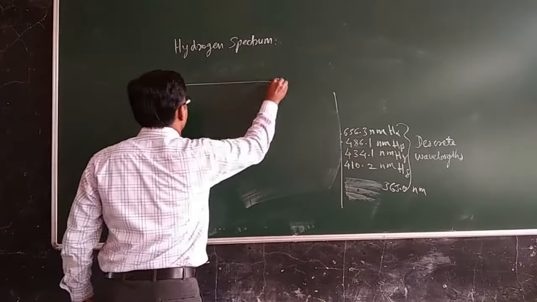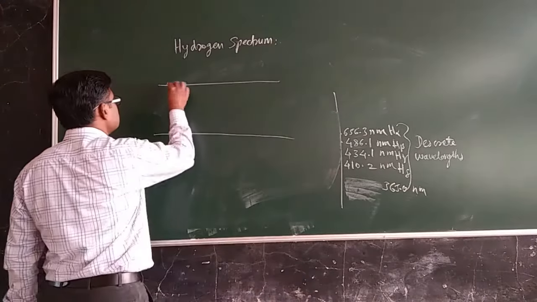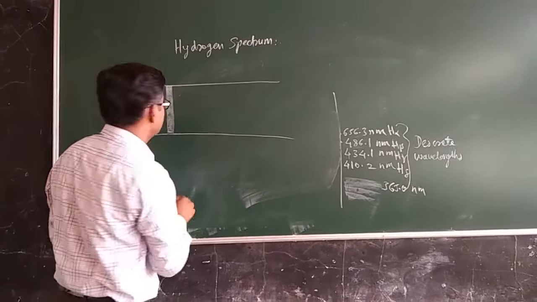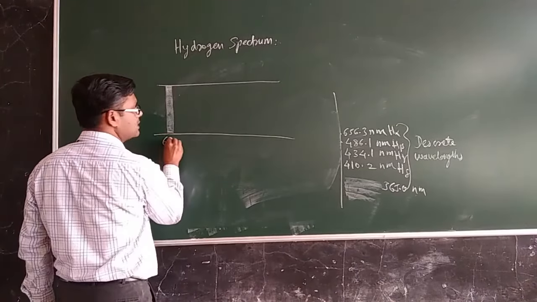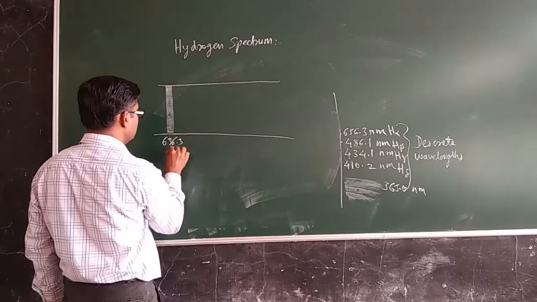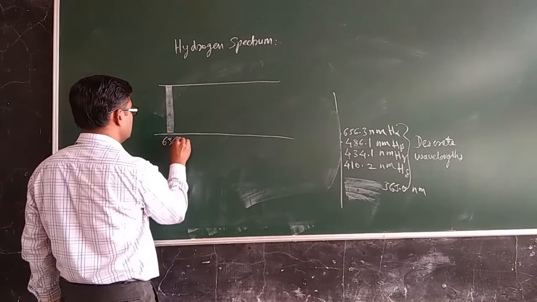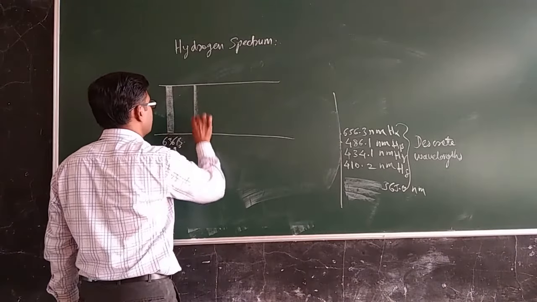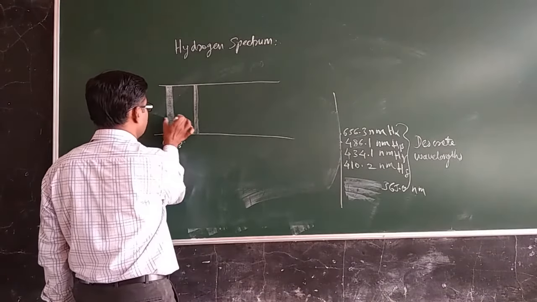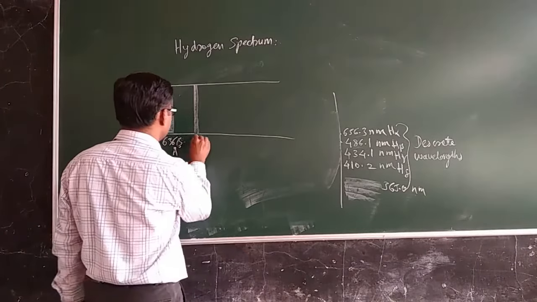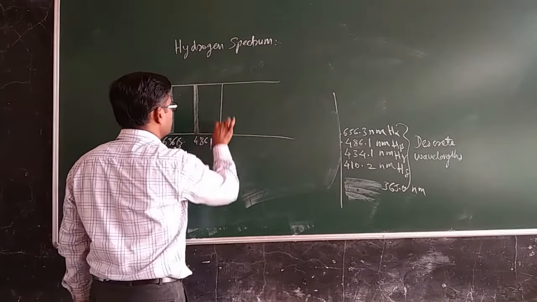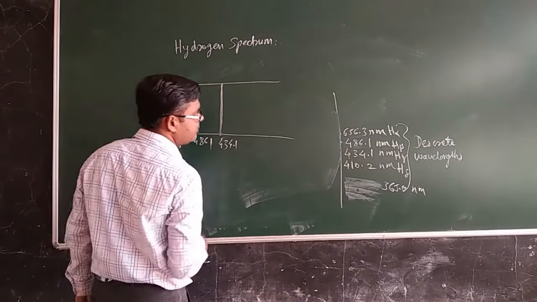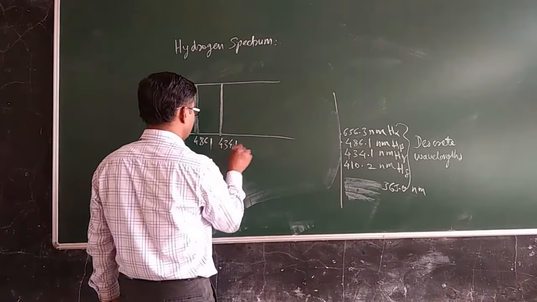So if we draw the graph like this, the first line has some kind of width. This is 656.3 nanometer, or 6563 angstrom, right? The second line again has some width, but less than the first line, and it is 4861. Then we get the third line, this is 434.1 nanometer.